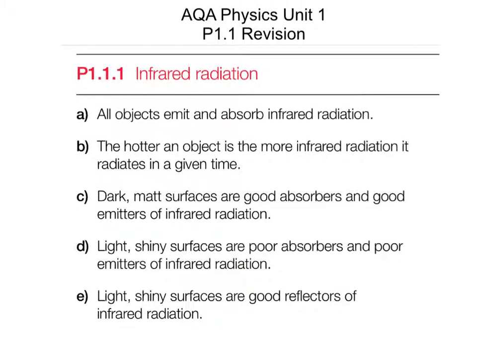So here are the spec points of everything you need to know about infrared radiation, and that is that all objects emit and absorb infrared radiation. The hotter an object is, the more infrared radiation it radiates in a given time. Dark matte surfaces are good absorbers and good emitters of infrared radiation. Light shiny surfaces are poor absorbers and poor emitters of infrared radiation, and light shiny surfaces are good reflectors of infrared radiation.